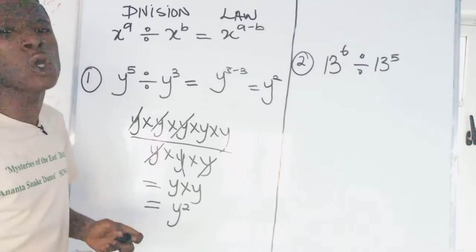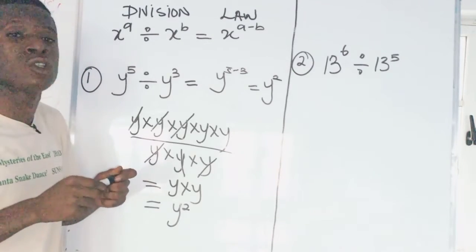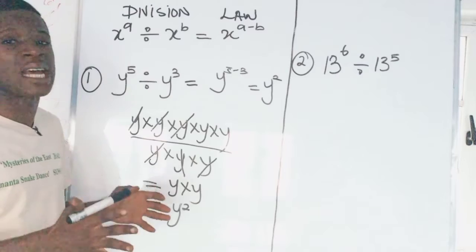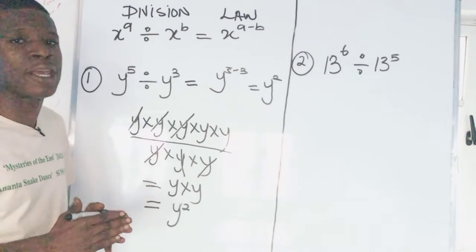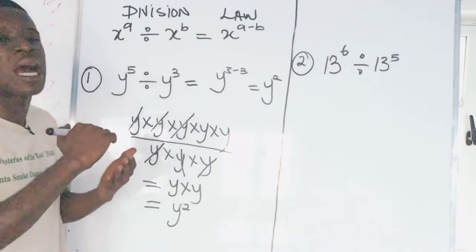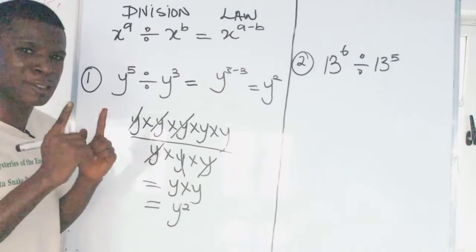So whenever you are told to divide two numbers raised to a certain power and their bases are equal, simply subtract their individual powers respectively.